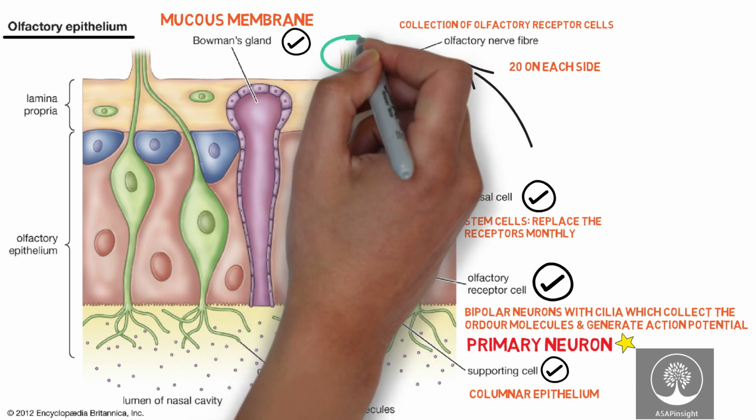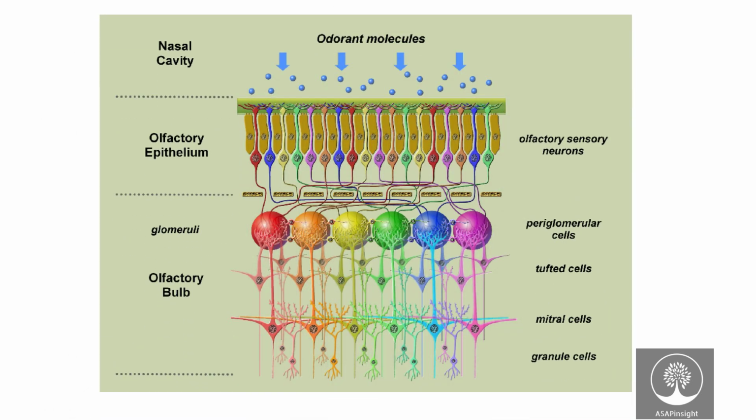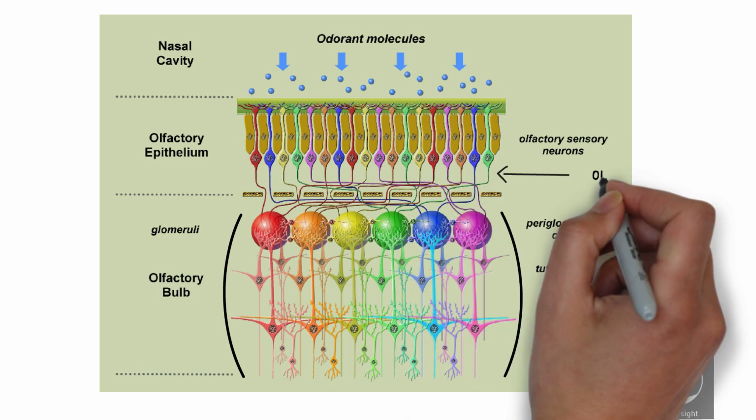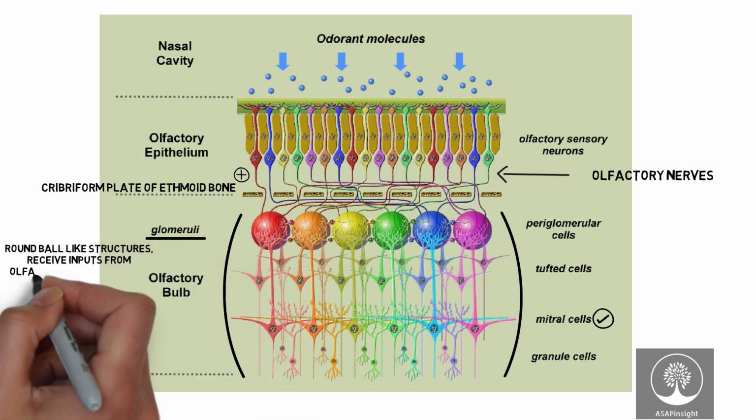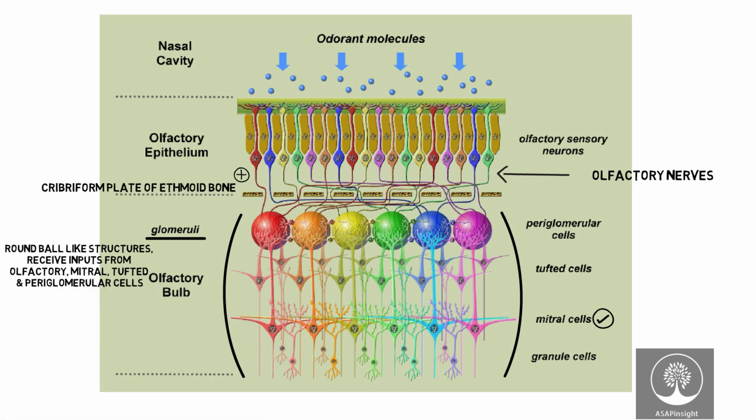Let us now look into the extension of olfactory nerves into the olfactory bulb. This is the olfactory bulb. As discussed, the olfactory neurons in the olfactory epithelium form the olfactory nerves. These nerves generate an action potential, which travels along the cribriform plate of the ethmoid bone and enters the olfactory bulb. The dendrites of specialized mitral cells of the bulb, along with the axons of olfactory neurons, synapse together to form the glomerulus. This is a ball-like structure, which receives inputs from the cells in the olfactory bulb.